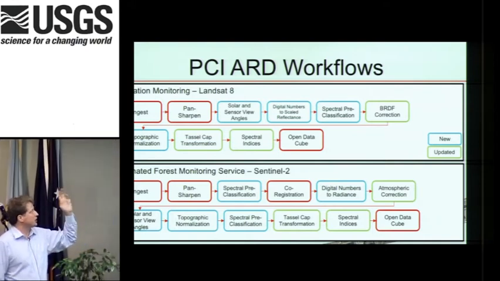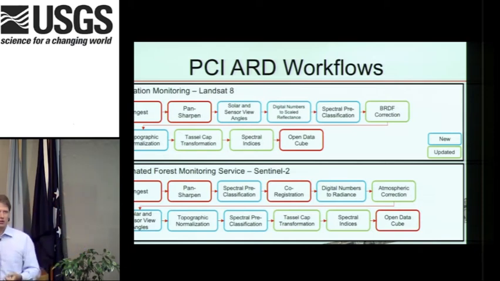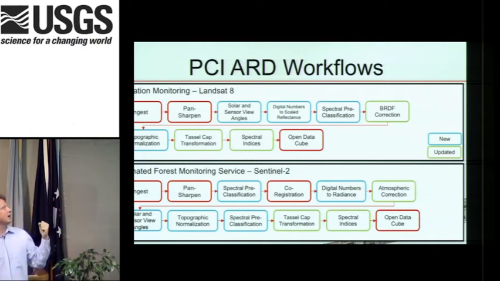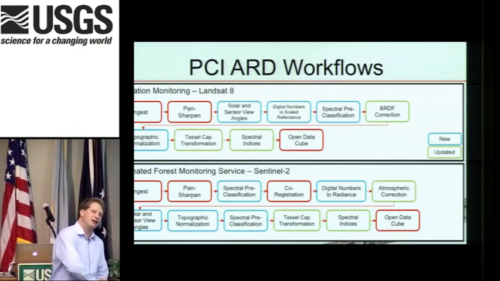Solar azimuth correction and zenith. DN to reflectance. We talk about physical property, spectral classification, BRDF correction, topographic normalization, spectral indices, and then you load that data into the data cube, and you have data that is ready to be analyzed by people that know what they're doing.